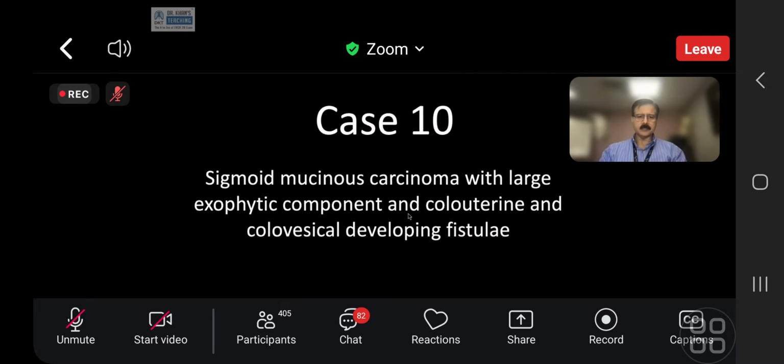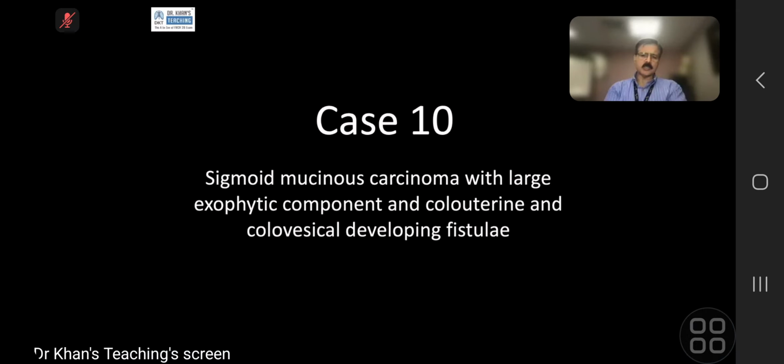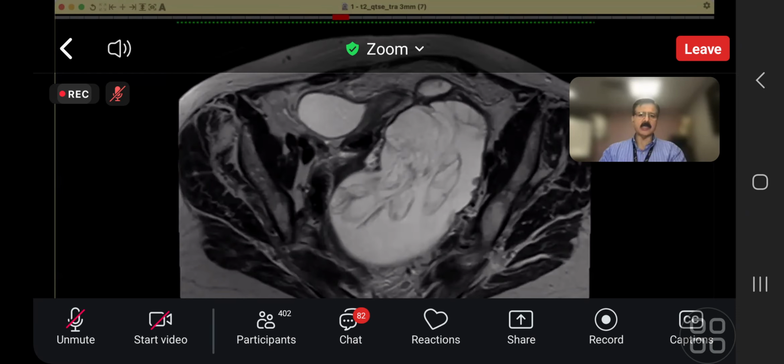So this case, sigmoid carcinoma, mucinous, with large exophytic component with developing colouterine and colovesical fistulae. And this is the type of case which can come in the viva, which can come as a long case also. And how you tackle it is how you will get the marks. So the case is easy, by which I mean that anybody can pick up the case.